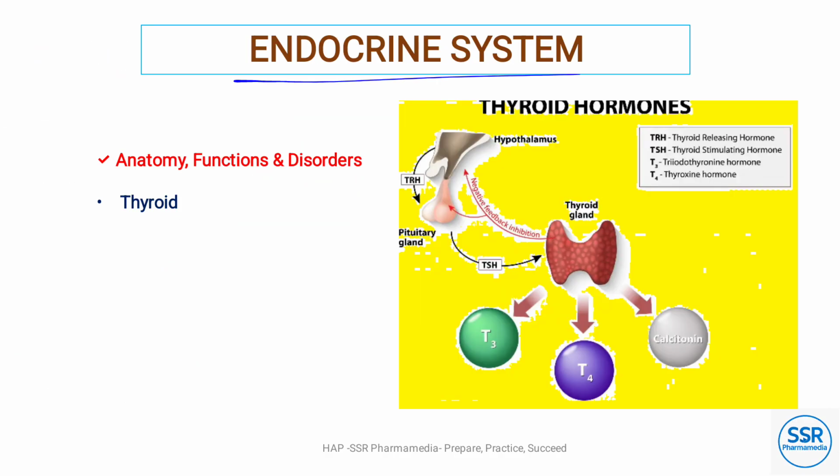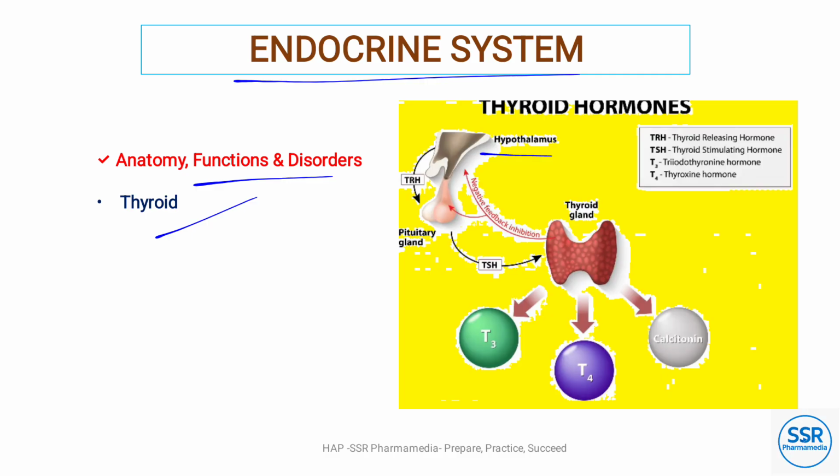Next we will discuss the endocrine system. So, the anatomy, functions and disorders of the thyroid gland. The thyroid gland is not located in the hypothalamus; it is mainly through the hypothalamus that the instructions are given. It is present below the neck.